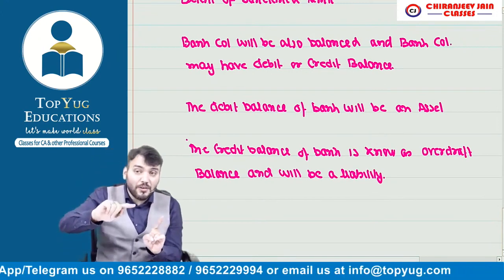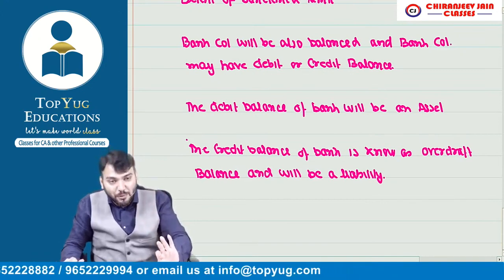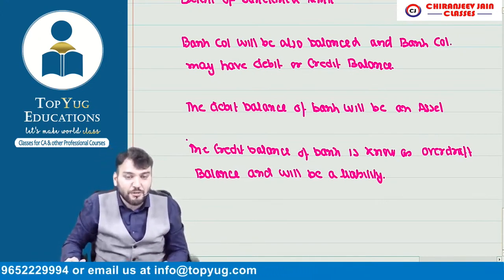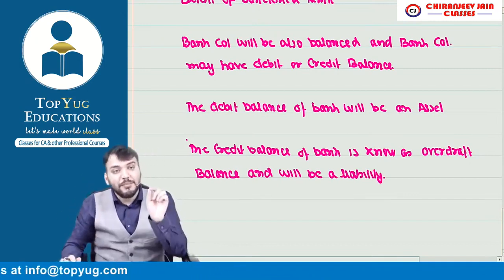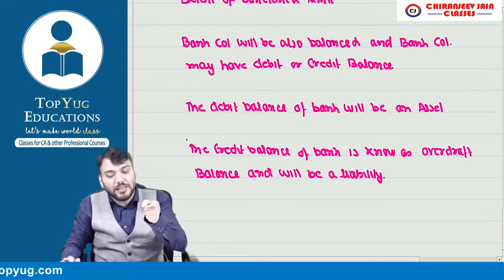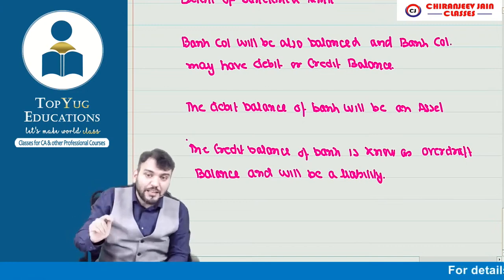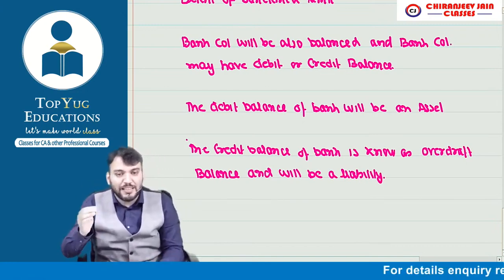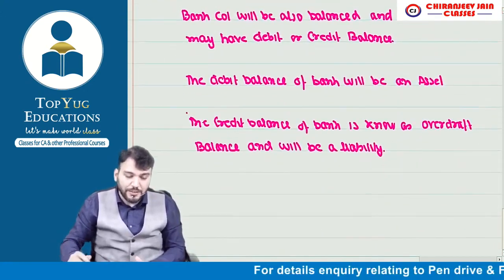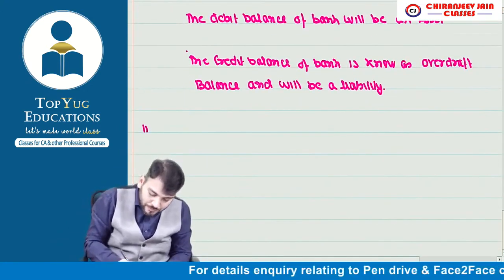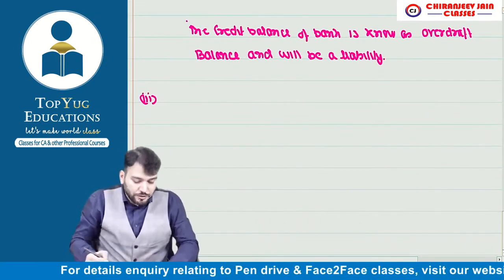So the cash column cannot have a credit balance, because you cannot make payment more than the balance you have. So the cash column will always have what? Debit balance. Means if the cash column shows a credit balance, you have done something wrong. But the bank column may have a credit balance or debit balance. You need to be careful whether it is a credit balance or debit balance. Understood this point? Yes, sir. Correct. Understood? Write down.